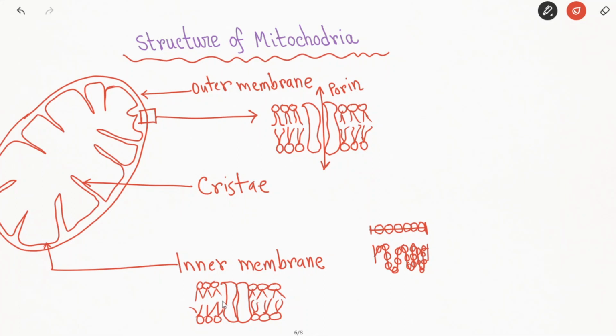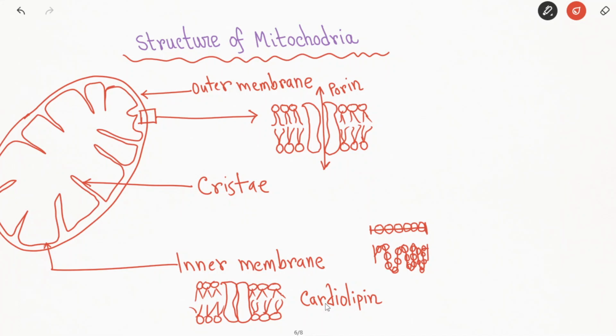One thing to remember: to form the cristae, or the inner folding, this lipid bilayer needs to be bent, right? So this lipid bilayer has a special lipid called cardiolipin, and due to the presence of this cardiolipin, this folding is possible to form the cristae. So the folding of the inner membrane is possible due to the presence of cardiolipin. These are a special kind of phospholipid.